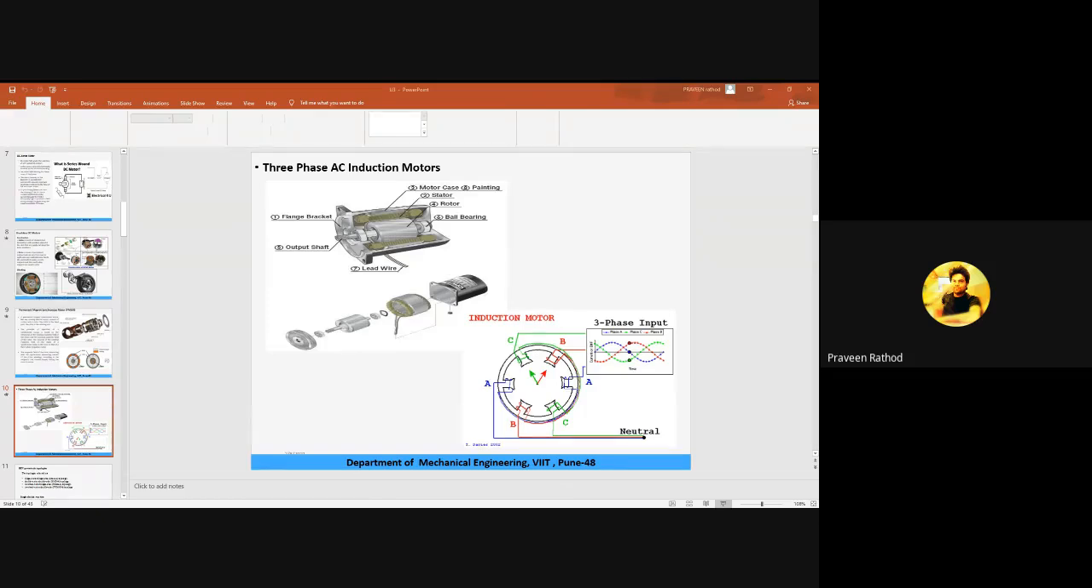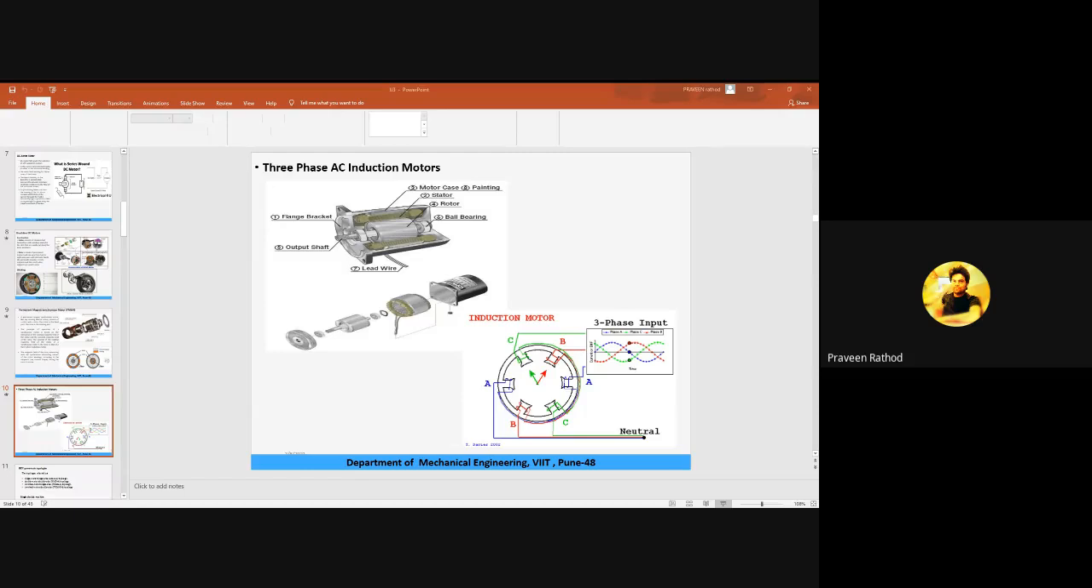Whatever rotating magnetic field is generated inside the motor will cut the rotor conductor bars, and it will induce an EMF inside the rotor, which helps the rotor to rotate with the help of the rotating magnetic field. After that, the rotor experiences a force, and the rotor will rotate according to the rotating magnetic field.